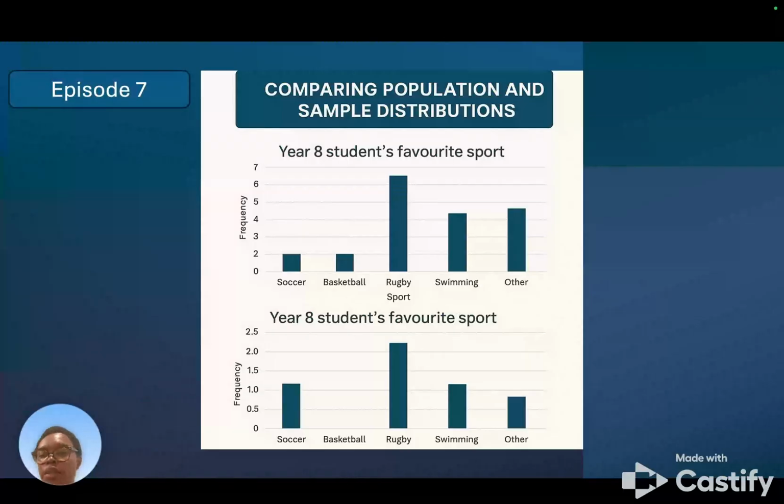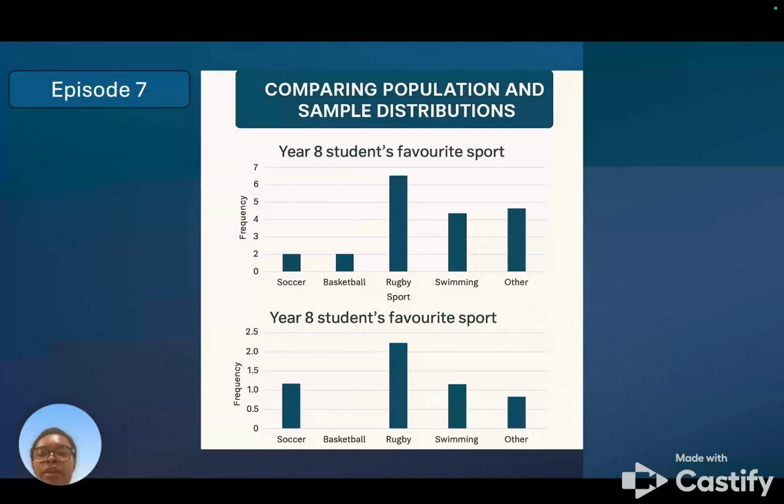So this video is the last video in the series of videos that explains how to conduct a statistical investigation for the year 8 students. Okay, in the last video, video 6, I explained what to do with a sample that you collected. So you have to organize it in a frequency table and graph it.